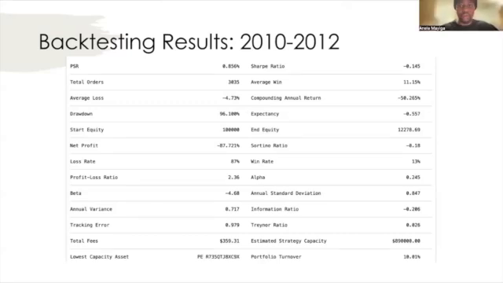Now, moving on to our backtesting and the results, starting from our first period. The first period we analyzed for our backtesting results is 2010 to 2012, which is our post-financial crisis recovery period.